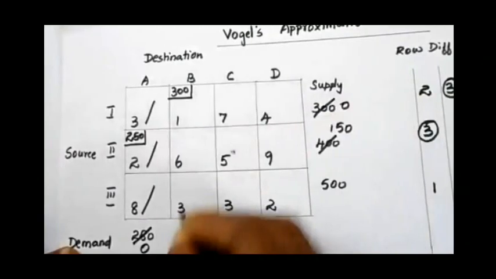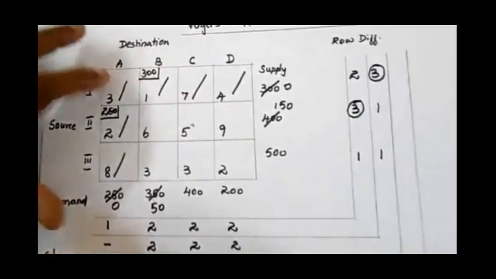Here I will allocate 300, and the row's supply becomes 0, and the demand is left with 50. Now I will eliminate that first row entirely because its supply becomes 0. The remaining elements are 5, 6, 9, 3, 3, 2. Again we will move with the same row difference as well as column difference.